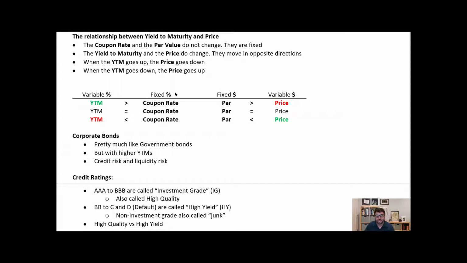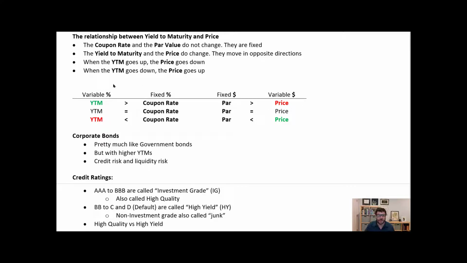So let's just reiterate this, just to make sure we understand the relationship between the yield to maturity and the price. Remember that the coupon rate and the par value, those cannot change. And so the coupon rate is a fixed percentage and the par value is a fixed number of dollars. But the yield to maturity and the price do change and they move in opposite directions. So if it is the case that the yield to maturity has increased because people want to earn more from holding the bond, either because all rates have gone up and time value of money has gone up, or because of some credit issue associated with this particular bond, then the price goes down.